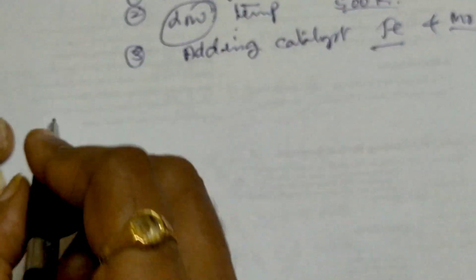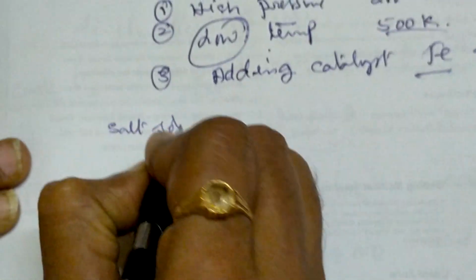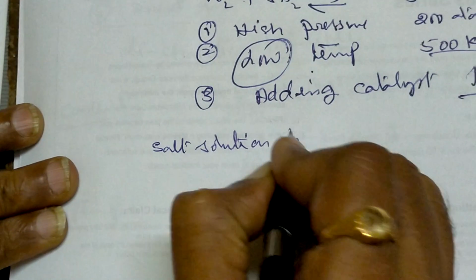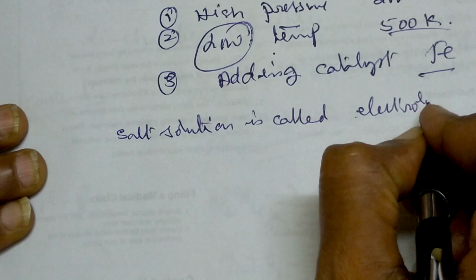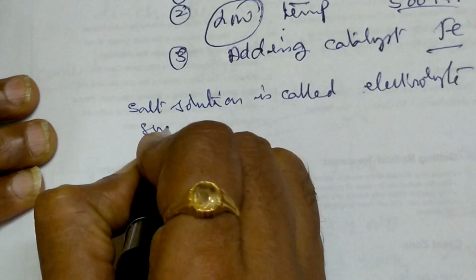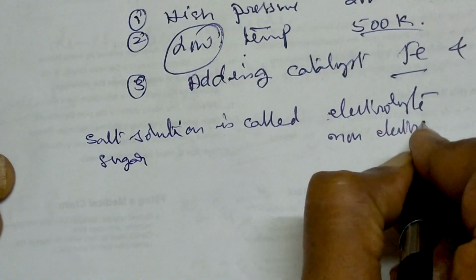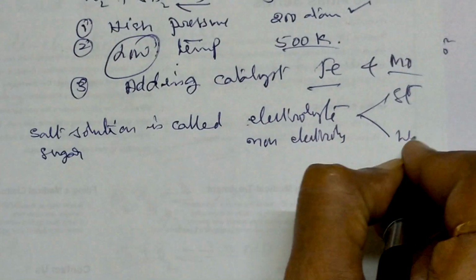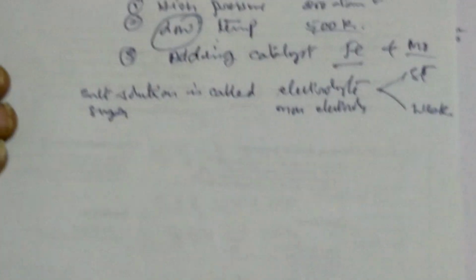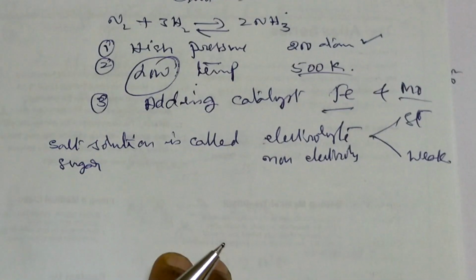The second one, the salt solution, is called an electrolyte, whereas the sugar solution is called a non-electrolyte. Again, among electrolytes, there are strong electrolytes and weak electrolytes, meaning ions and so on. In detail, we will see what the strong electrolytes are, what the weak electrolytes are, and why the non-electrolytes behave so.